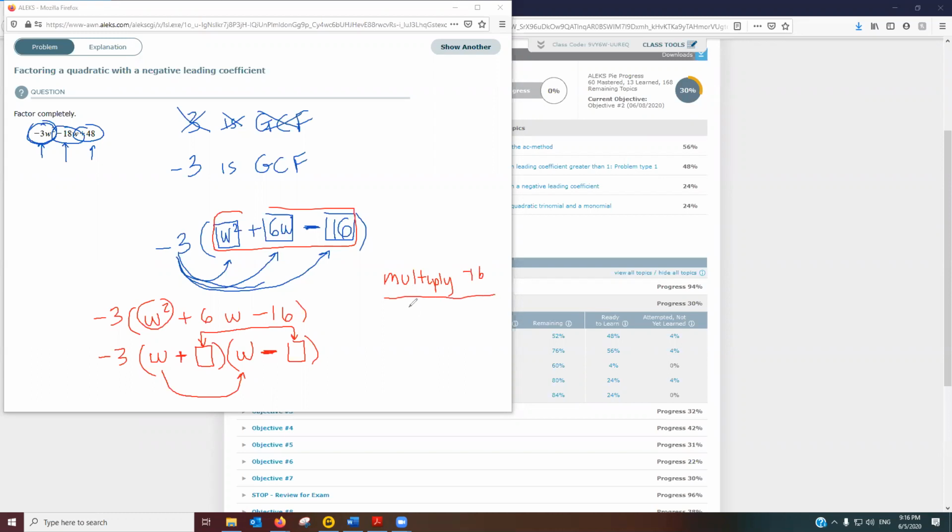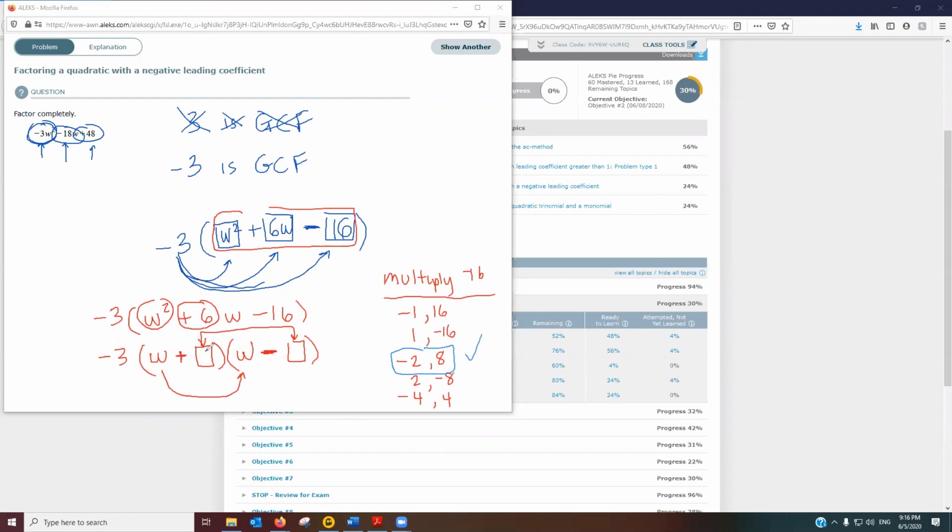All right, so let me write out numbers that multiply to get me negative 16. Let me list out some options here. I could use -1 and 16, or I could use +1, -16. Okay, I could use -2 and 8. I could use 2 and -8. Again, I'm writing out two numbers that multiply to negative 16, and I could do -4 and +4. So which one of these options? Well, I need the option that adds to get me this +6 in the middle. And the only option where the two numbers add to get me +6 is this option right here.